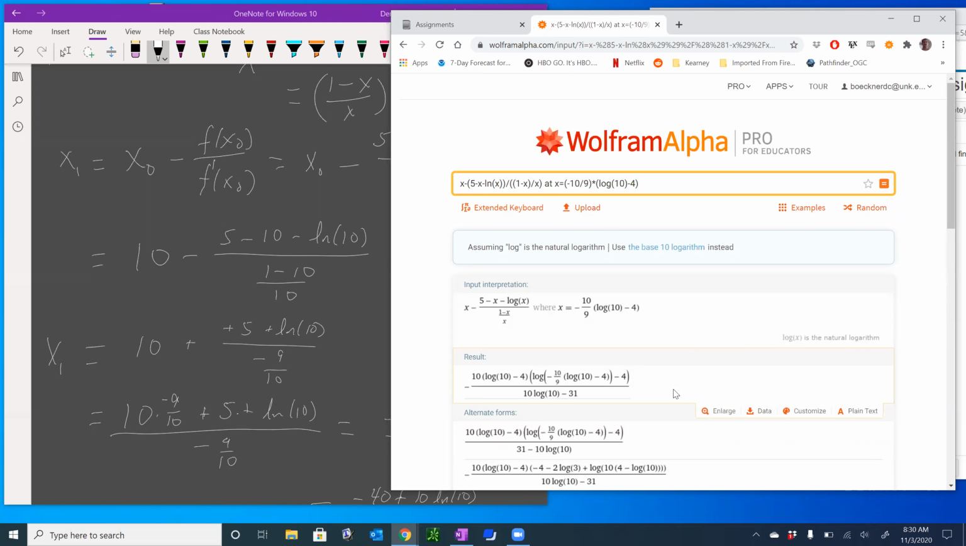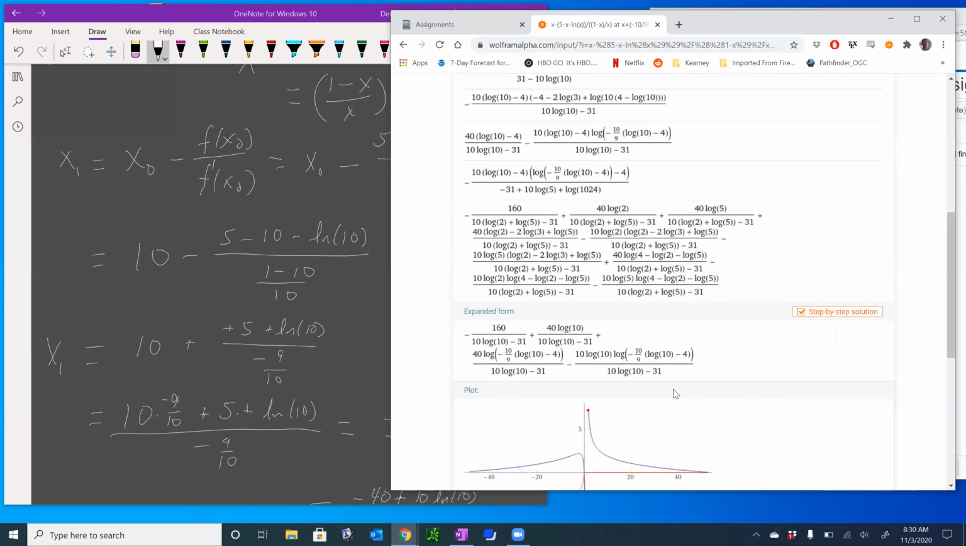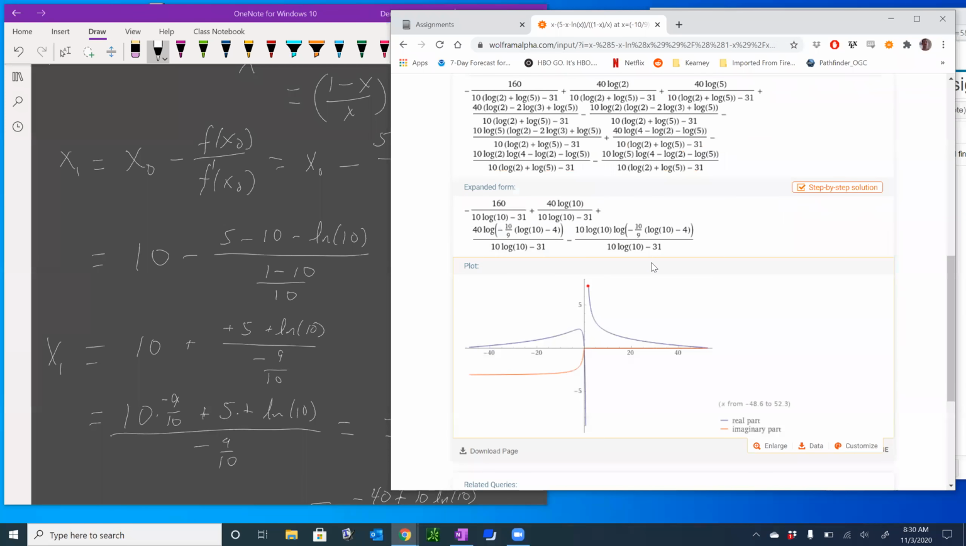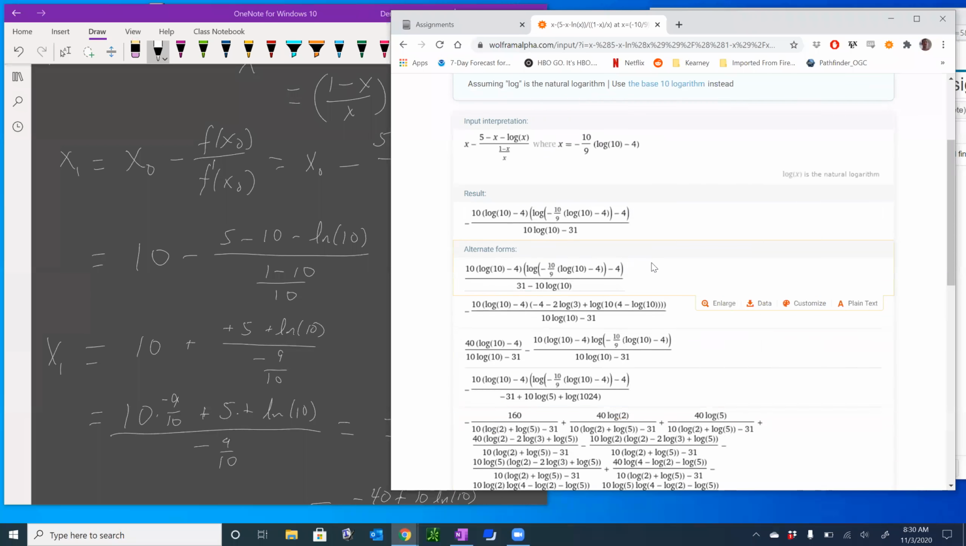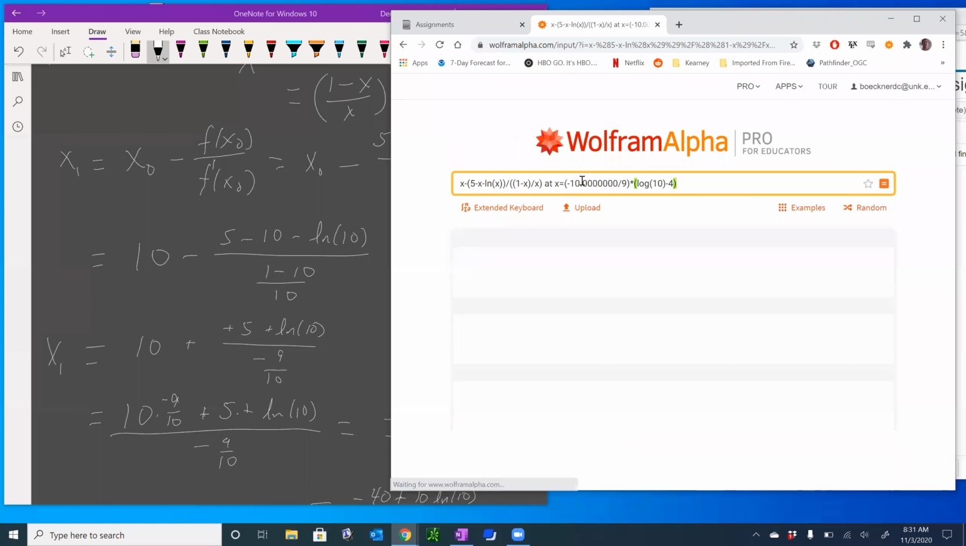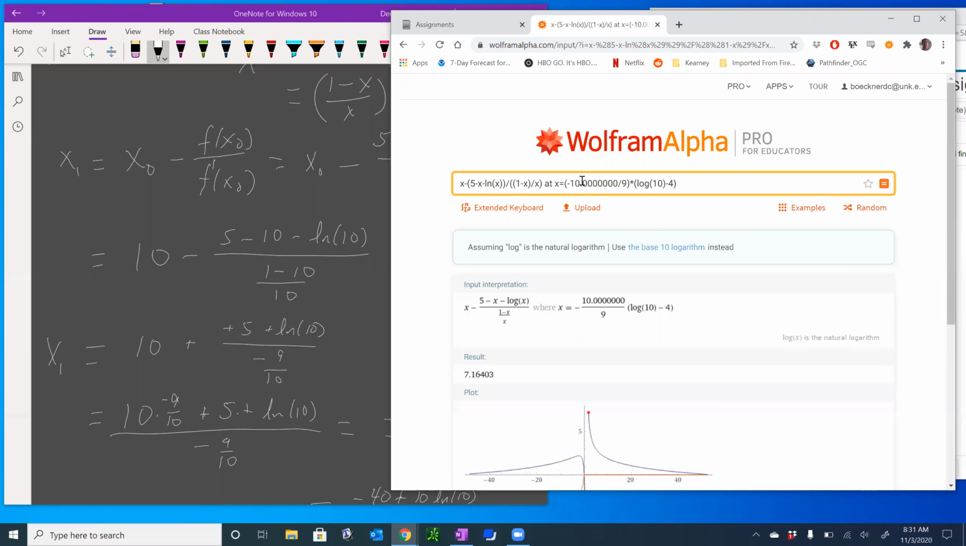And it gives us this stuff. But it doesn't give us any approximations. Put in a bunch of zeros, see if it holds decimal places. Still only gives me to 5 decimal places.